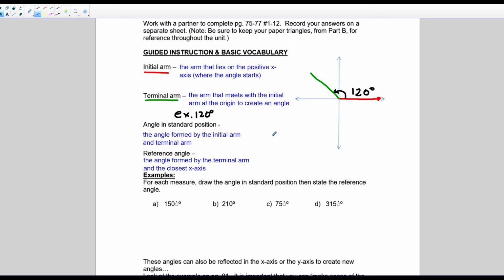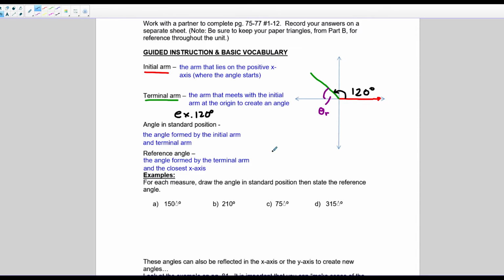Next, we're going to talk about the reference angle, which is just an angle formed by the terminal arm and the closest x-axis. So for us in this particular example, this right here, let's call that theta, and let's make that our reference angle. So theta is just a variable that represents an unknown angle, kind of like x or y. But when we're using trig, we typically utilize Greek letters like theta, alpha, or beta.